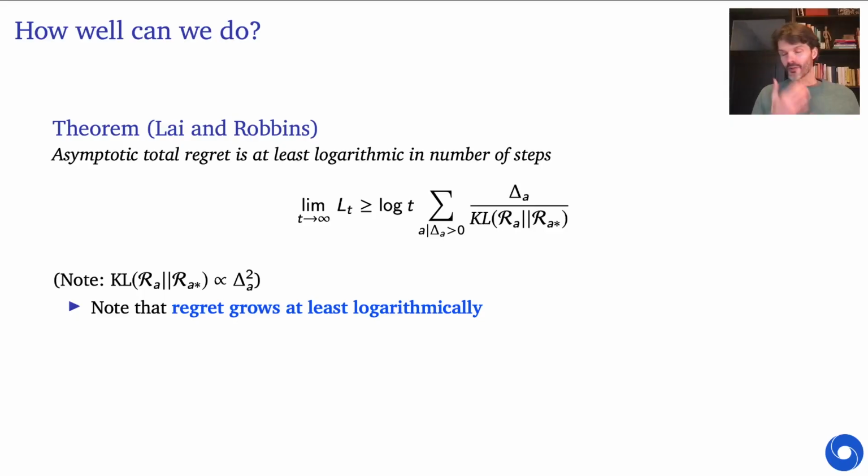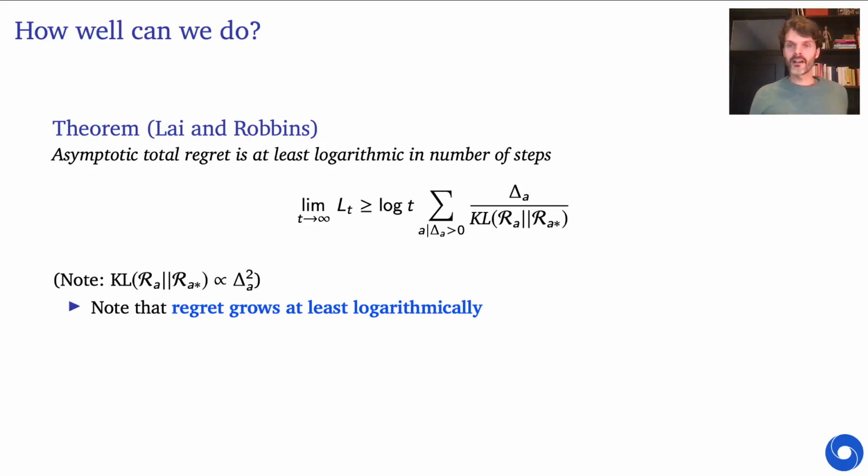What this theorem states is that in the limit, the regret will grow at least logarithmically in the number of time steps. So note that log t is the leading term that depends on time, and there's this other quantity behind it, but that quantity does not depend on time. It only depends on the differences in value between the optimal action and the action that we're taking, delta A, and a KL, which is a Kullback-Leibler divergence, a measure of the difference between the distribution of the reward under action A and the distribution of the reward under the optimal action A star.